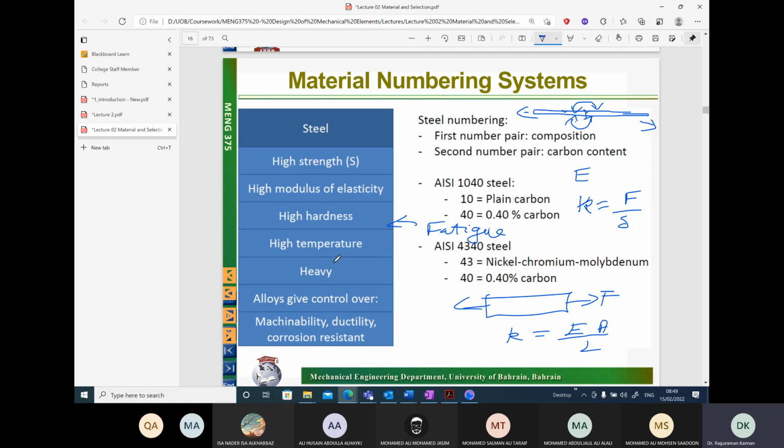The disadvantage is it is very heavy. We cannot use steel, for example, in construction of aircraft structures. If you want to build the body of a plane, you will prefer an aluminum alloy compared to steel, because steel is very heavy. Also, for the strength to weight or strength to density property, in applications like aeroplanes, you want the ratio of yield strength to density to be very high. In the case of steel, in comparison to aluminum, this ratio is small.